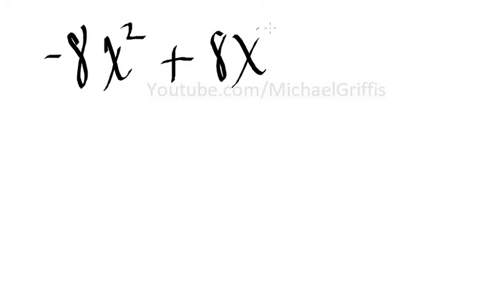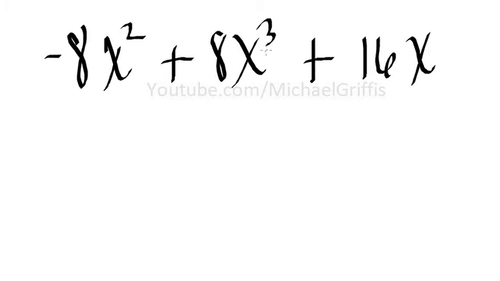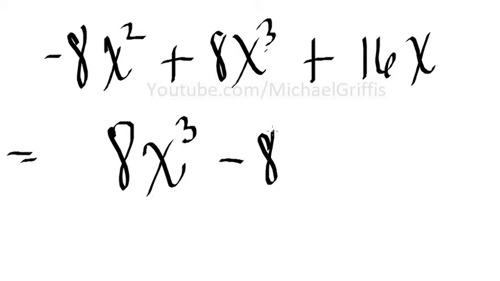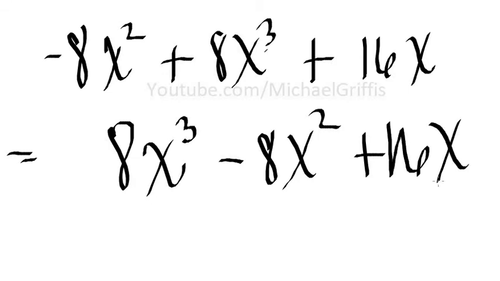-8x squared plus 8x cubed. They're trying to trick you here because this thing's not in standard order form. Plus 16x. In other words, this is the leading term, the one with the largest exponent. Okay. And I think what I'm going to do here is go ahead and write it in the standard form that it should be in. 8x cubed minus 8x squared plus 16x.